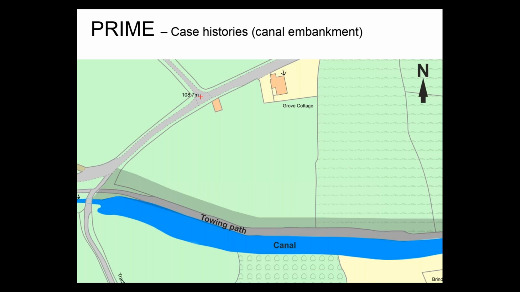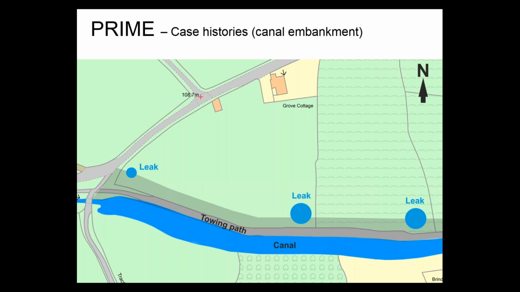So if we zoom in, we can see the canal in blue. We can see the towpath immediately to the north of it, and the shaded area that the towpath is sitting on represents our embankment. So the canal is sitting on a hill slope, dipping to the north towards Grove Cottage, and the embankment is keeping the water in the canal, if you like, on the downslope side.